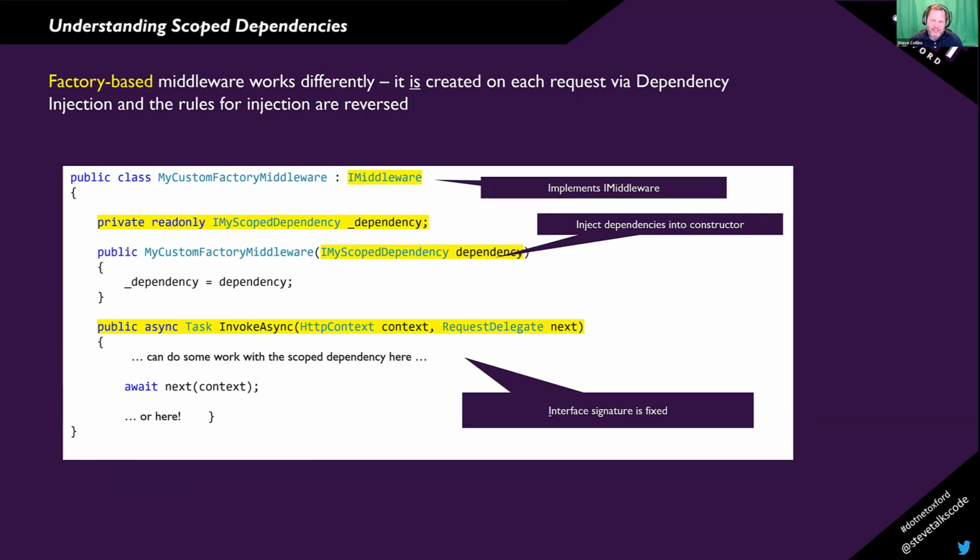What the IMiddleware interface does is it allows you to turn what we just described on convention up on its head. This time the invoke async method has a fixed signature based on the interface, and we inject our dependencies into the constructor.